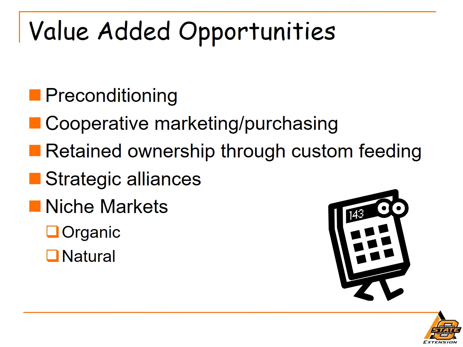We could also look at cooperative marketing and purchasing opportunities. Maybe we want to retain ownership through custom feeding. We might also look at niche markets. Are we going to sell organic or natural livestock products? When we talk about niche markets, we have to make sure there is a marketing opportunity. Are those markets available in my area, or how far will I have to travel to market that product? Niche markets like organic and natural are not as large in the rural areas as they are in the urban areas of Oklahoma.